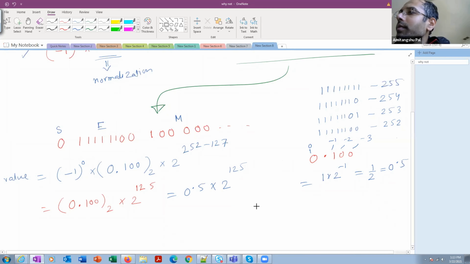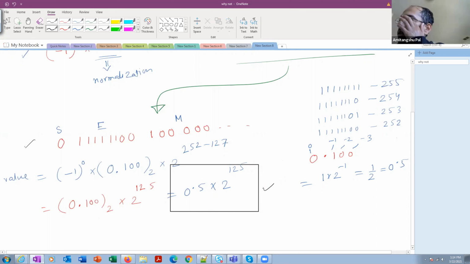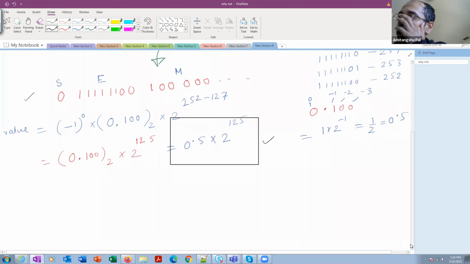All right. So this value basically represents this binary number. Now let's see. I can write this 0.5 into 2 to the power 125 by breaking 0.5 into 0.25 into 2, right? 0.5 is equal to 0.25 into 2, so I can write it in this format. Then the corresponding value is going to be 0.25 into 2 to the power 126.